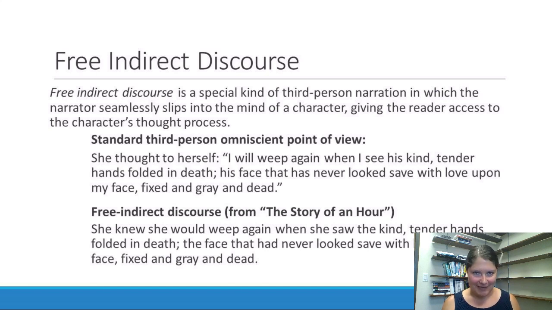Now, in the actual passage, which is free and direct discourse, we don't have that clear delineation between the narrator's voice and Mrs. Mallard's voice. It begins with the narrator's voice, saying she knew she would weep again. But then as the narrator keeps going, it becomes more and more Mrs. Mallard's perspective. It says, she knew she would weep again when she saw the kind, tender hands folded in death, the face that had never looked save with love upon her face, fixed and gray and dead. So it's reflecting her feelings, her thoughts, probably even her words.